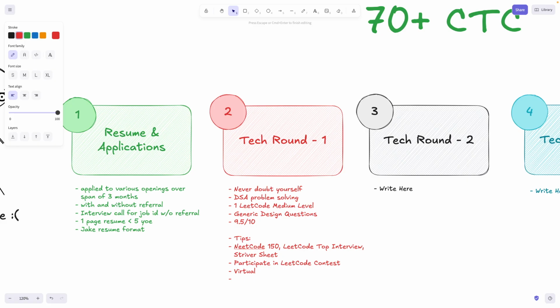In the contest, you would have to solve two problems within 45 to 50 minutes. So aim for that, right? That should be aimed. There are two medium problems, not easy problems. So that is my aim on this side, right?